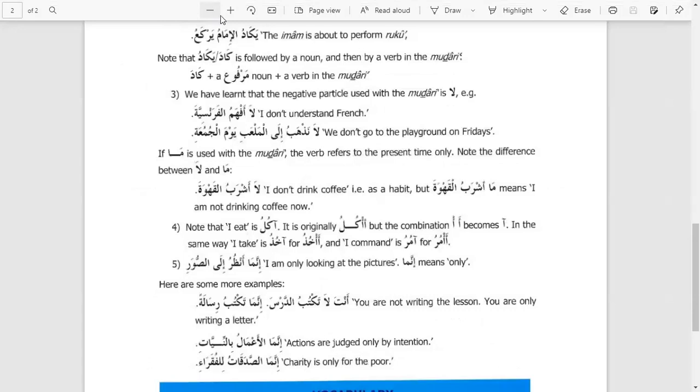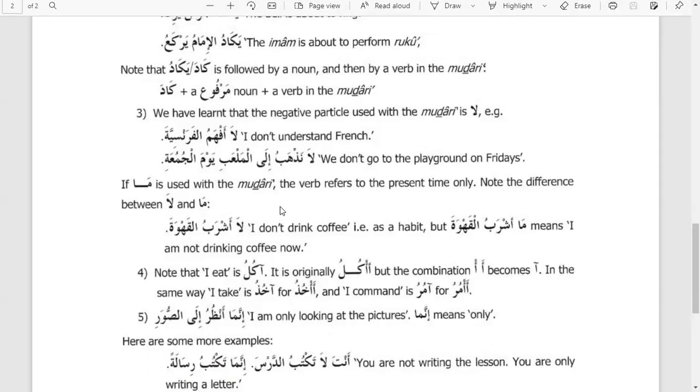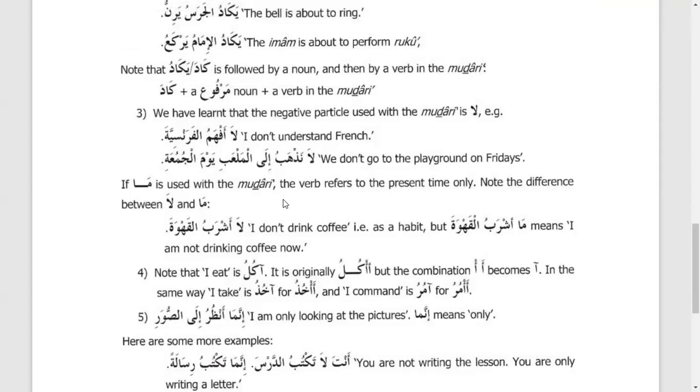However, if ma is used with the mudari, this is maybe some new information, that sometimes it's possible to use ma with mudari as well. The verb refers to the present time only. Note the difference between la and ma. La ashrabu al-qahwata, I do not drink coffee.